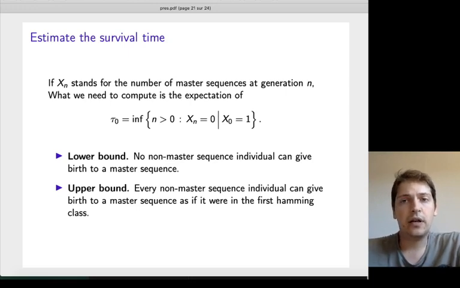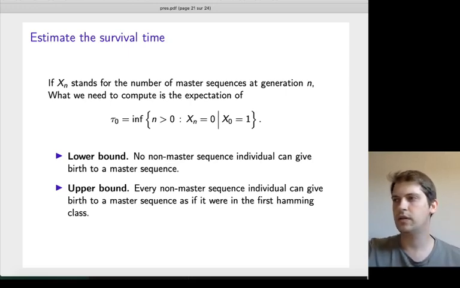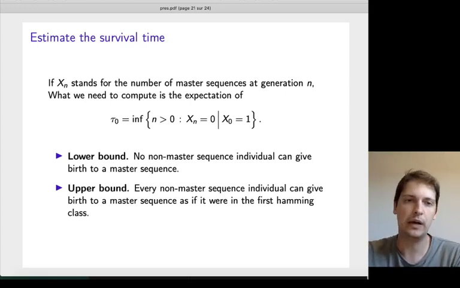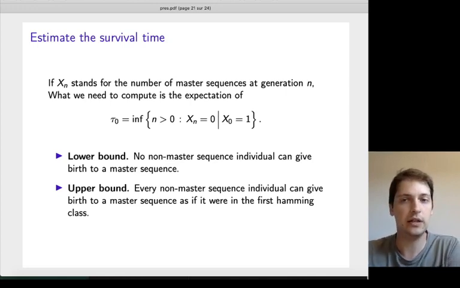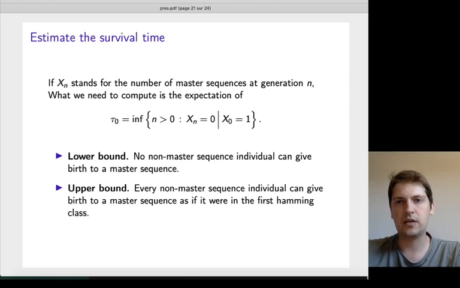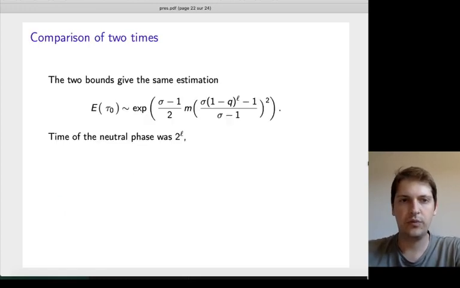In real life, the cloud of mutants, as you saw on the graph, occupies a positive proportion of the population, so mutants could recreate master sequences. But the common terms of these two bounds will not see this phenomenon, and actually it will be enough to have the first term of the development of the error threshold. So these two bounds are great because they are birth and death chains, and there exist explicit formulas to compute the average time needed to reach any point.